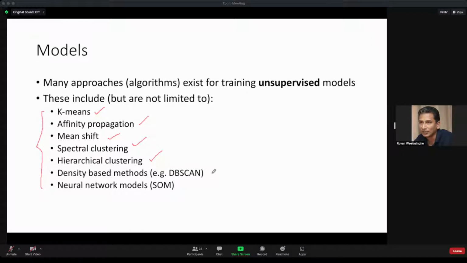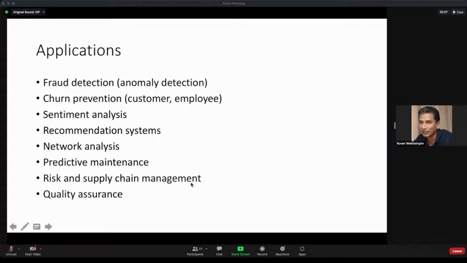And then there are things where the density is what determines the clusters, right? So density-based models. Some of these are called distribution-based models. And then there are also neural network models like the self-organizing map. Right. This is just one slide, right? Because time is up. I said I'll finish in 90 minutes every day, but I'm going a little above that.